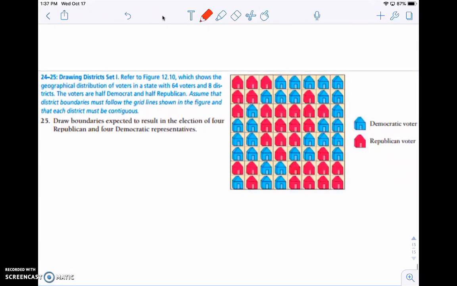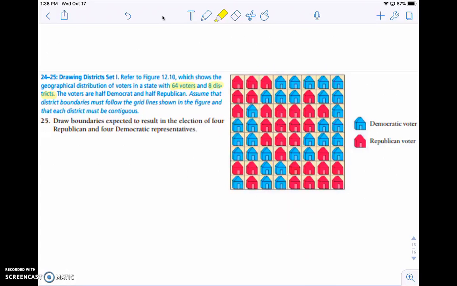Okay, now this last one we're going to look at drawing districts. Each little house here represents a Republican voter or a Democratic voter. And so we've got a picture here, a state with 64 votes that needs to be broken into 8 districts. The voters are half Democrats, half Republicans. So when I look at this picture here, 32 are Democrats, 32 are Republicans.